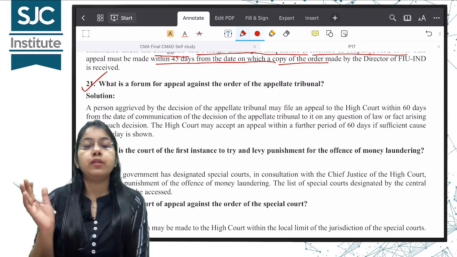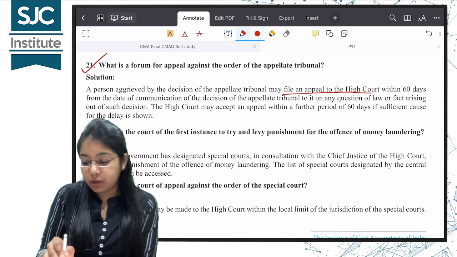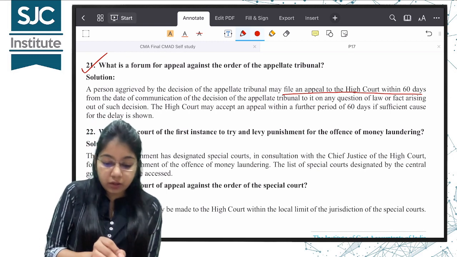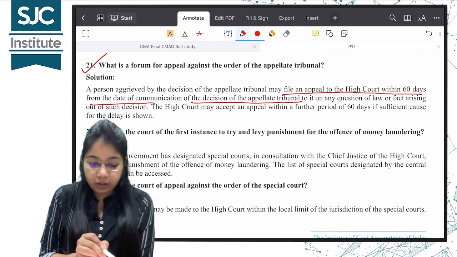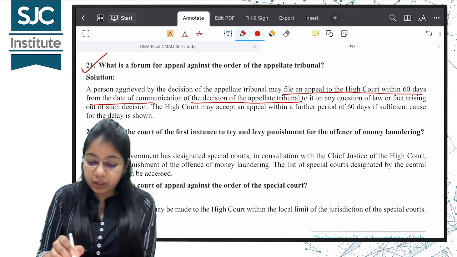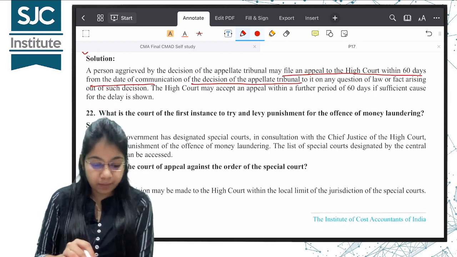If you're not satisfied with the appellate tribunal's order, you may file an appeal to the High Court within 60 days from the date of communication of the decision of the appellate tribunal. The High Court may accept an appeal within a further period of 60 days if sufficient cause is shown.